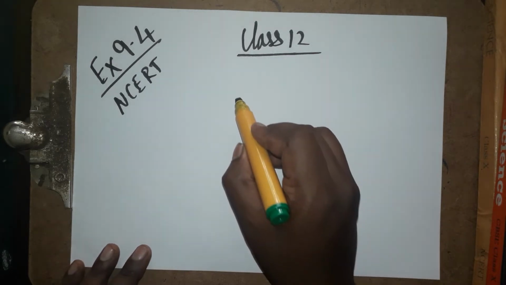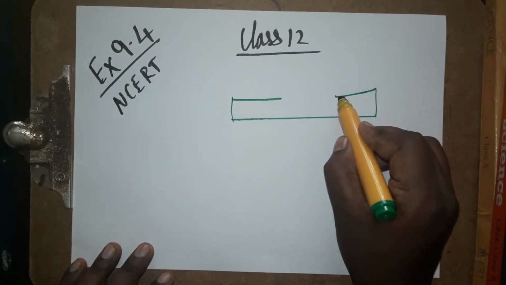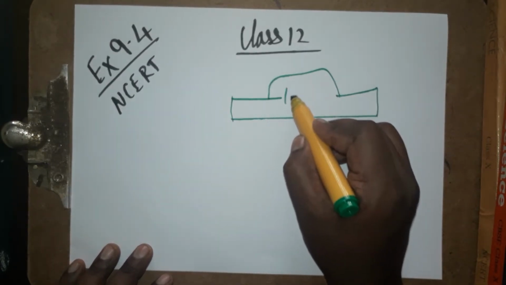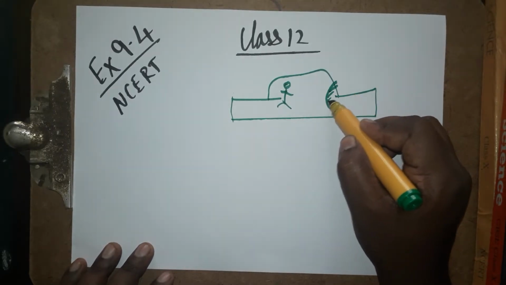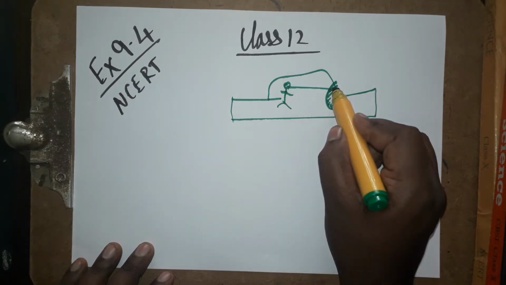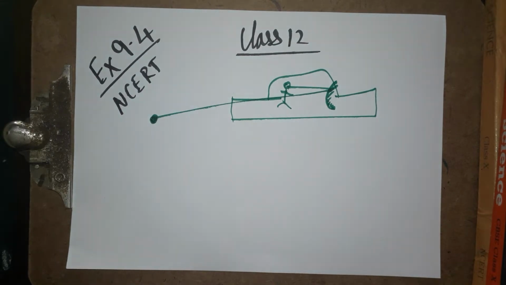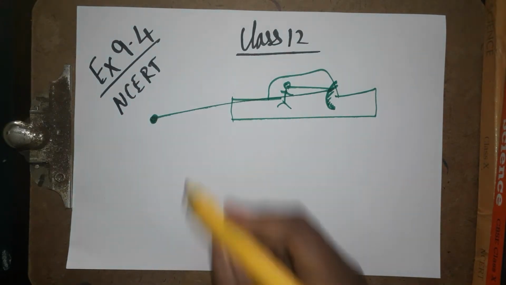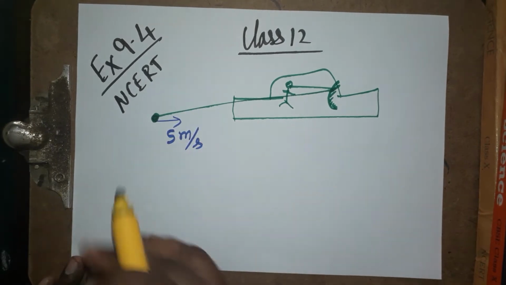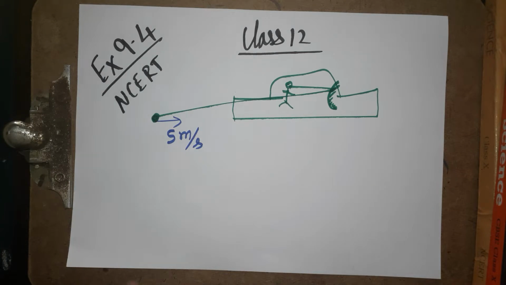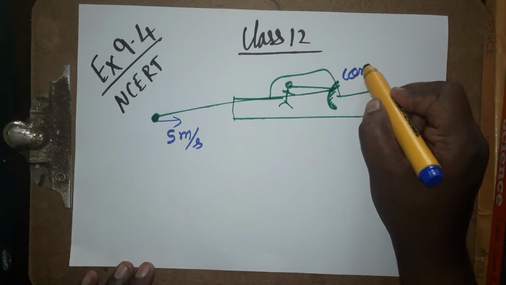Consider one person sitting inside a car, looking with the side mirror. Side mirror means it's a convex mirror. The object is at some distance and it is a moving object. The object velocity is given as 5 meter per second in the question. He is sitting inside the car, using the side mirror to look at that object. The car side mirror is a convex mirror, that you need to know.